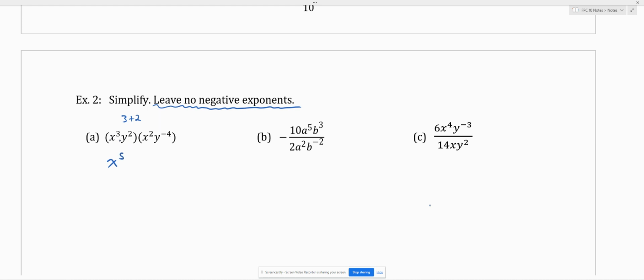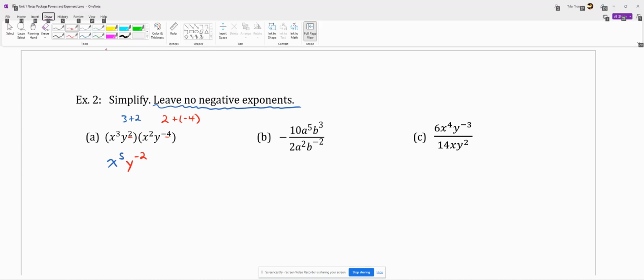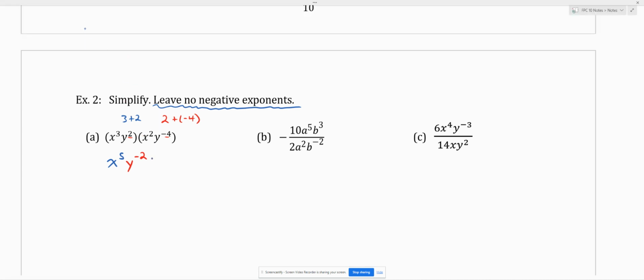And then my y's here, let's change colors. I have a 2 and a negative 4, so I'm just going to go 2 plus negative 4, which is going to give me a negative 2 overall, y to the negative 2. Remember it said no negative exponents, so I'm going to have to take this y to the negative 2 and move it down below. So I put this all over 1, and I'm going to take this piece and shift it down, and it becomes positive. So x to the 5 stays up top, and the y goes down to the bottom as positive y squared. And we're done. Fully simplified and no negative exponents.